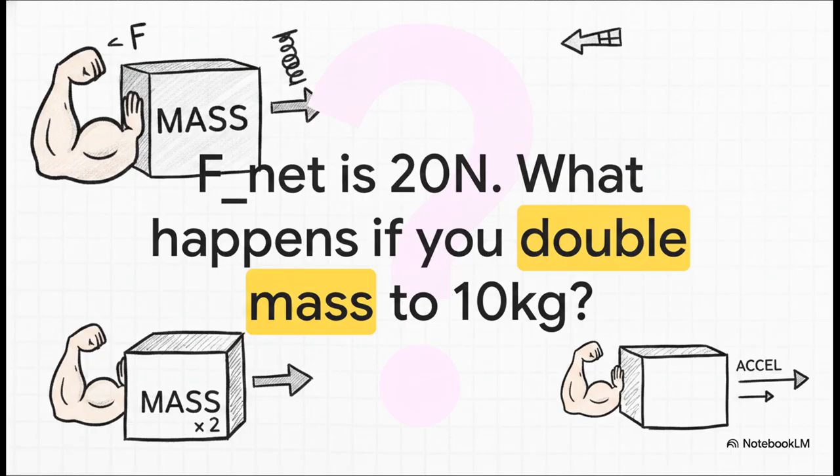This is pause check number 2. Go ahead and pause the explainer again to predict a proportional change this time. Using that exact same 20 newton net force from our last problem, what happens to the acceleration if we double the mass to 10 kilograms?